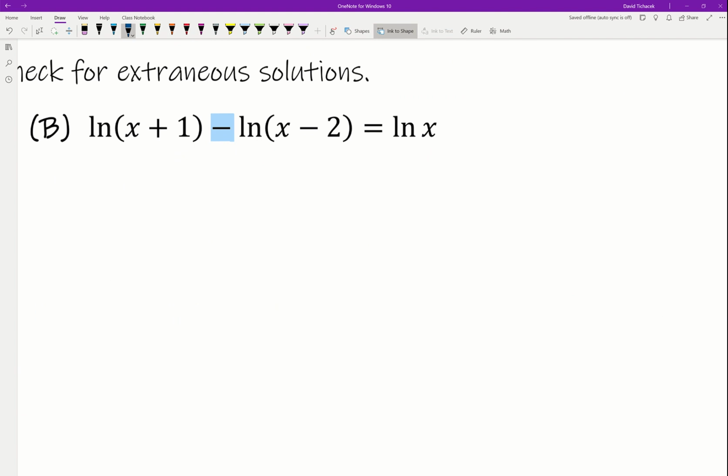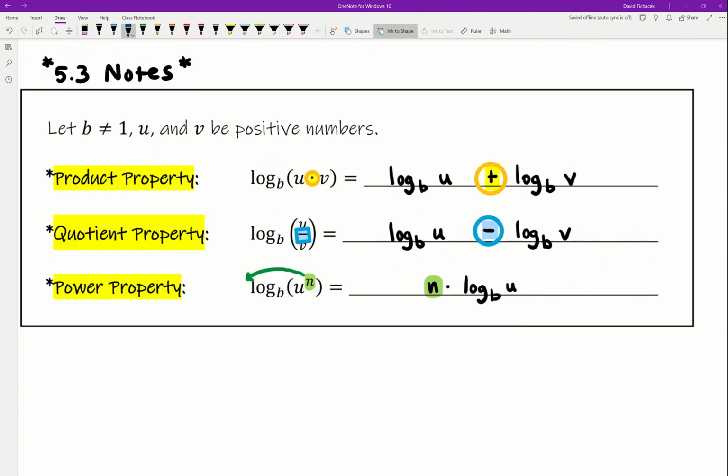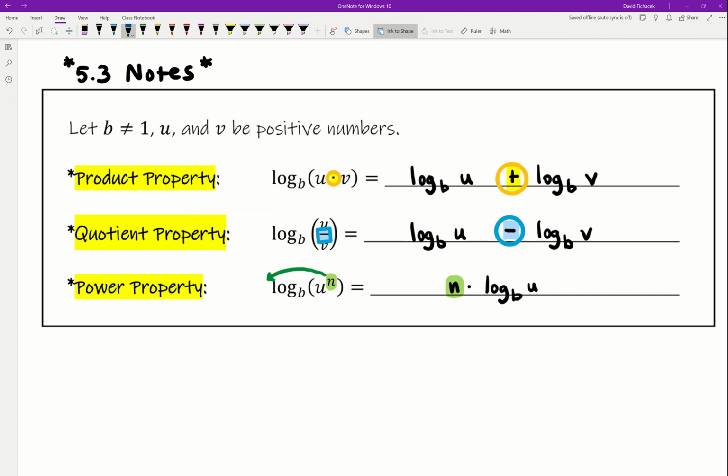We're actually going to have to recall our lesson 5.3 notes, where we talked about these properties of logs that you see right here. So if you need to go back and watch your 5.3 video, that was the video where we used these properties to expand expressions, but we also condensed expressions using these properties.